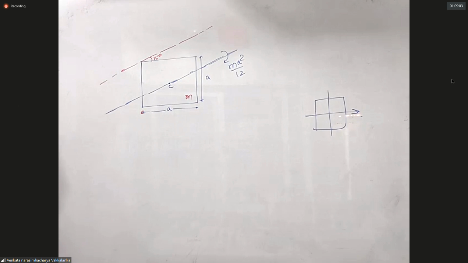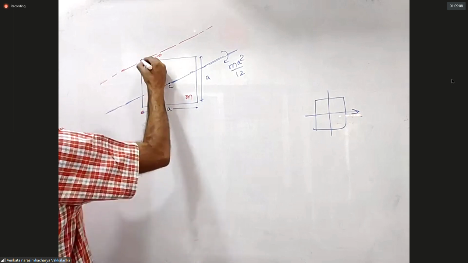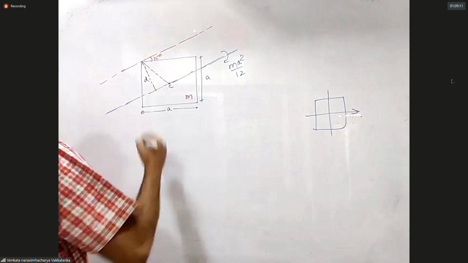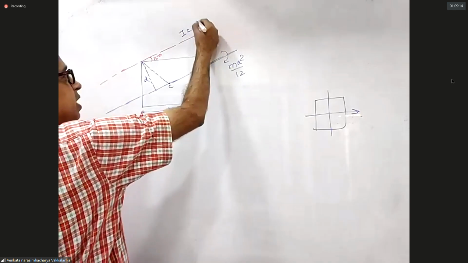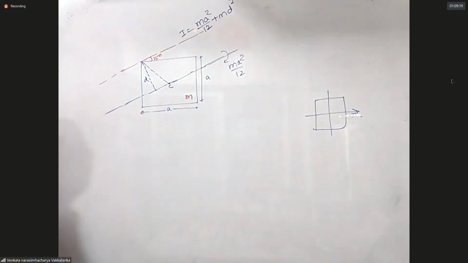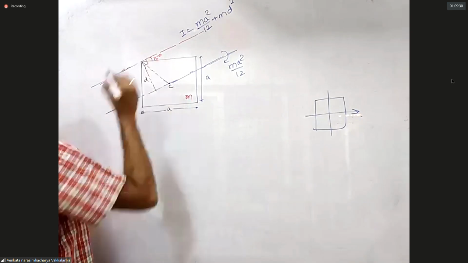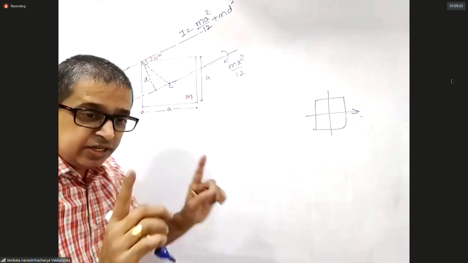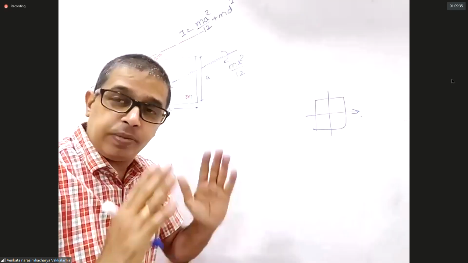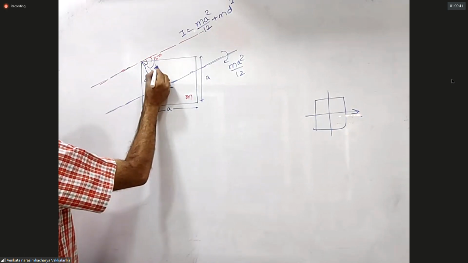Yes, sir. My problem is in the calculation of this value called D. So I will be Ma square by 12 plus M into D square. If somebody can tell me the value of D, my job is done. How will I tell you the value of D? Watch out for this. This complete angle is 90 degrees because this is perpendicular. D is the perpendicular line between the two parallel axes. So this angle is 90 and this angle is 45.